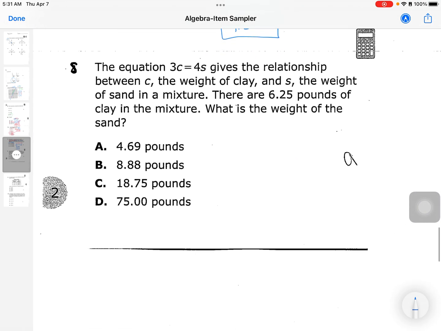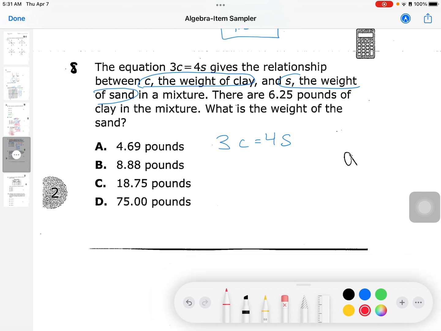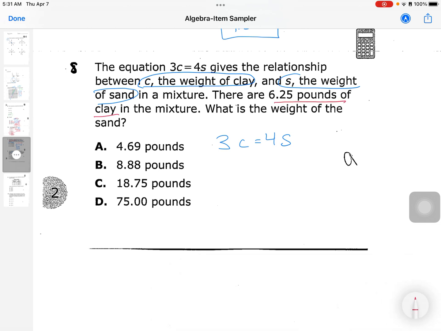Number 8 is a similar type of problem. Here's your equation. So they're saying here is how you solve it. Given the relationship between C, which is the weight of the clay, and S, which is the weight of the sand in a mixture, there is 6.25 pounds of clay in the mixture. So what letter would you put the 6.25 in for?